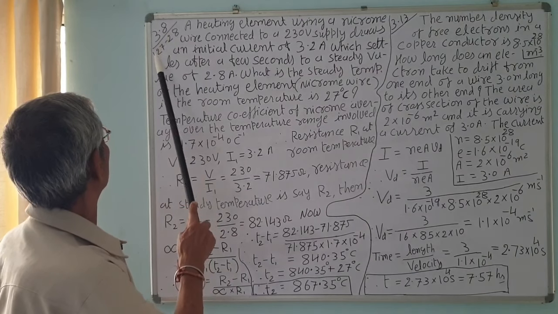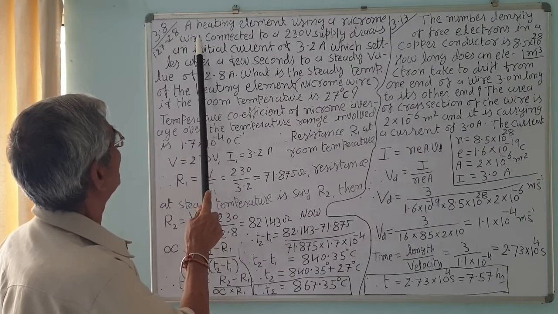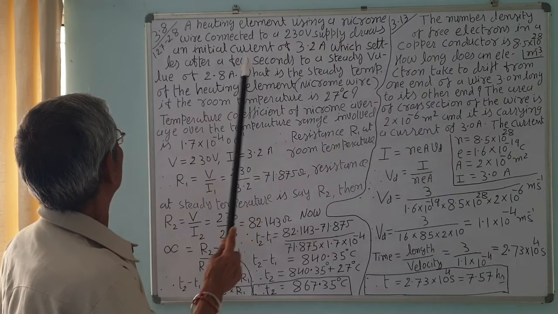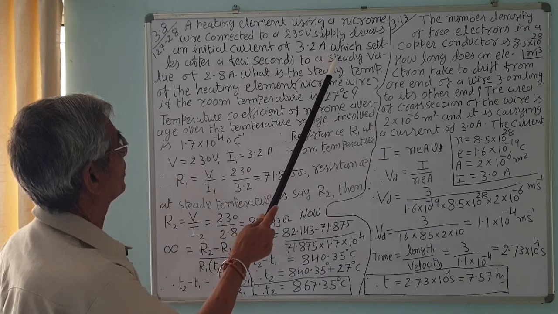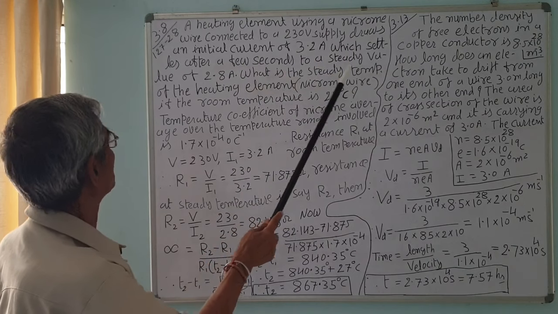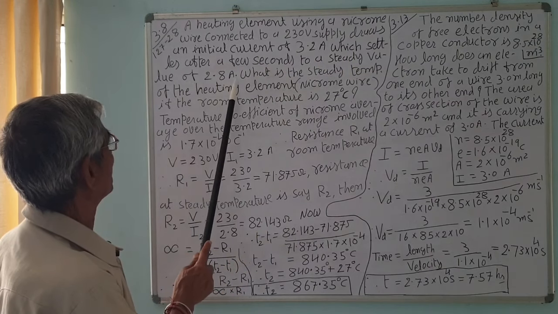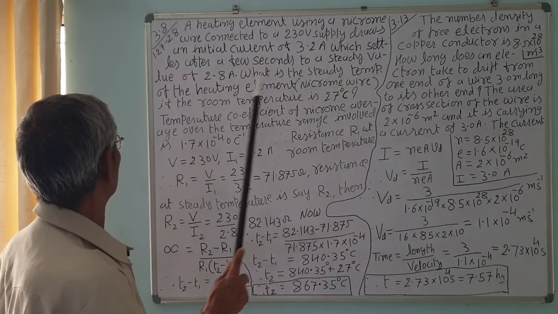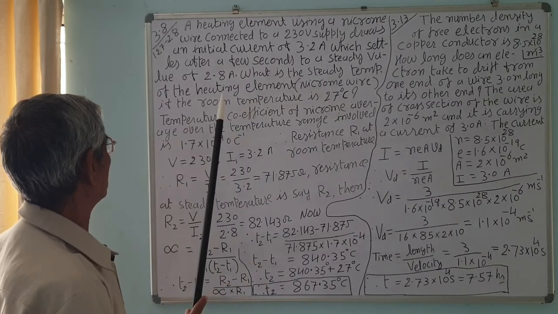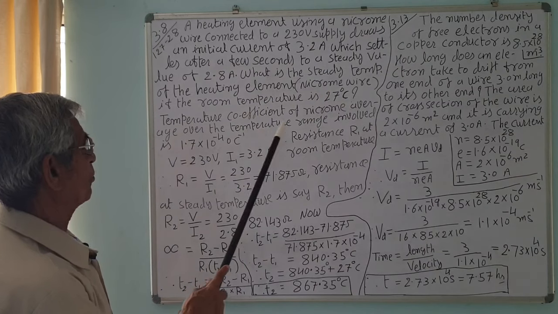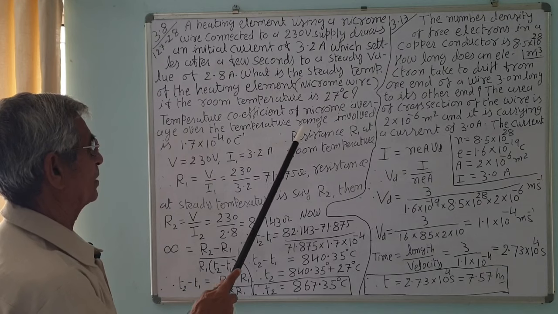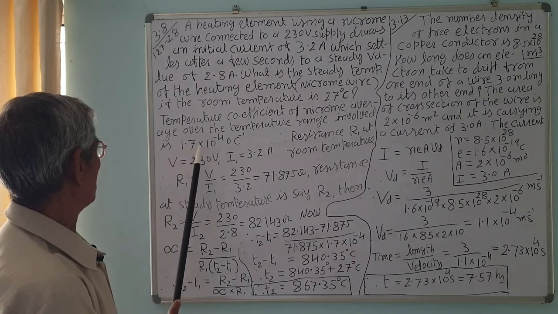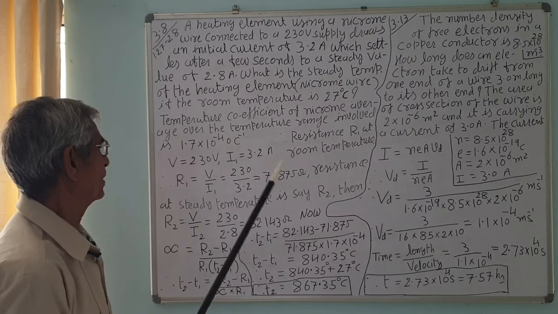Example 3.8 on page number 127-128. A heating element using a nichrome wire connected to a 230 volt supply draws an initial current of 3.2 ampere, which settles after a few seconds to a steady value of 2.8 ampere. What is the steady temperature of the heating element, that is the nichrome wire, if the room temperature is 27 degrees Celsius? The temperature coefficient of nichrome, averaged over the temperature range involved, is 1.7 × 10^-4 per degree Celsius.